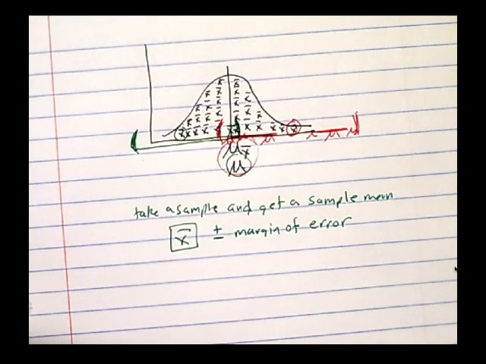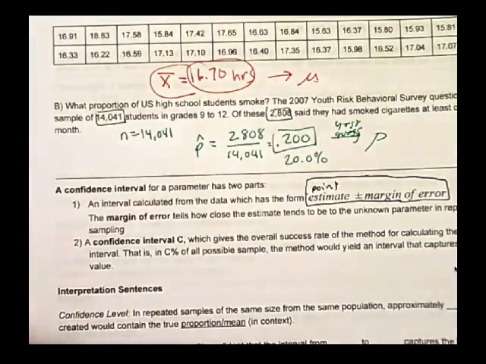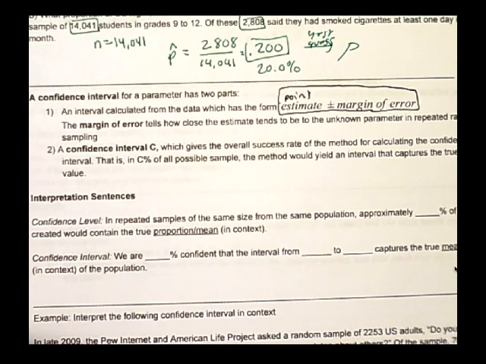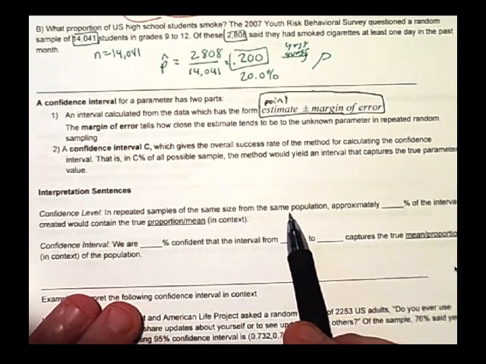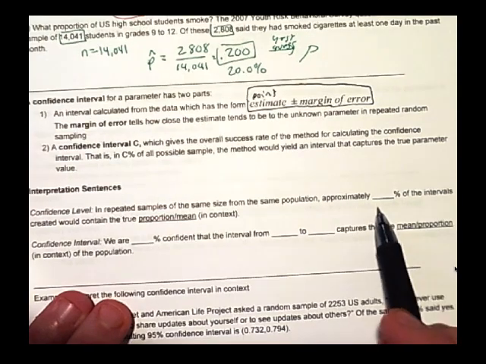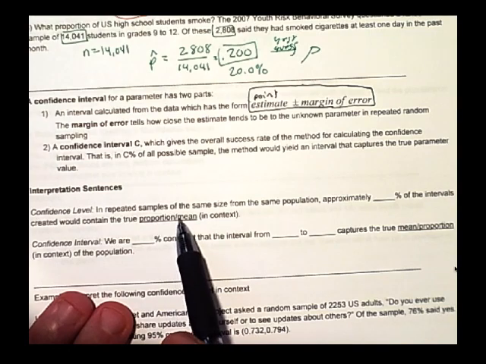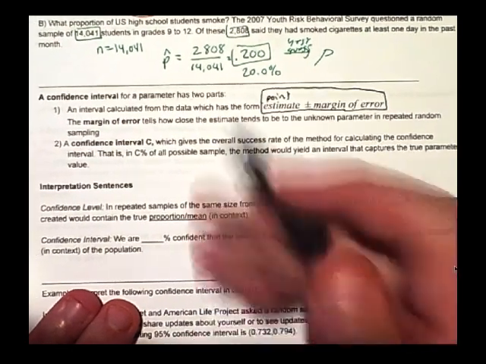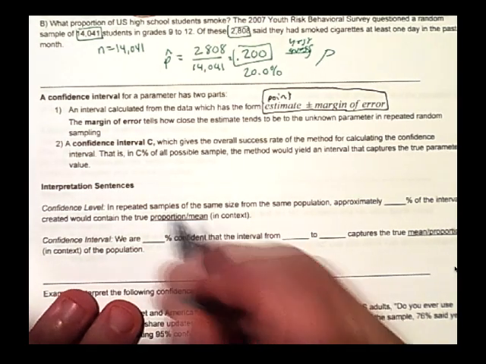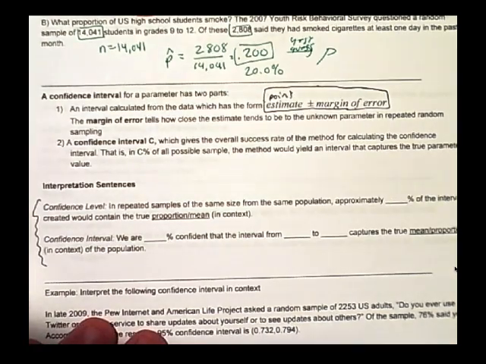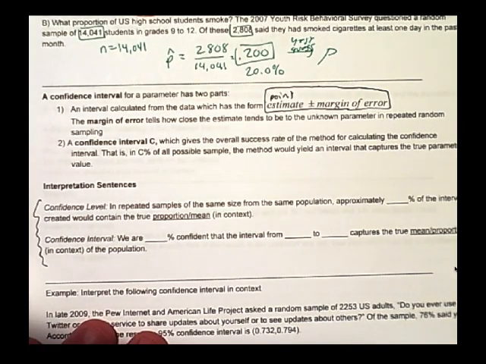So, going back to the note card. Here is an interpretation sentence that you should try to remember. What's the meaning of a confidence level? In repeated samples of the same size from the same population, approximately blank percent of the intervals created would contain the true proportion or mean, depending on whether you're talking about a proportion or a mean in the context of the problem. So these sentences are important to remember in how you interpret a confidence interval.